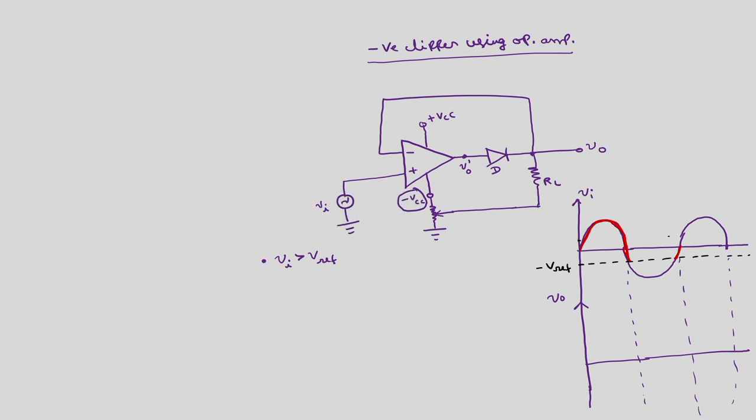So Vi is connected to the positive terminal. So this is more positive than the voltage which is applied to the negative terminal. The negative terminal has a negative voltage because V reference is negative. This is the V reference that we are going to apply, which is negative. So this is positive, or even a negative value which is greater than this negative V reference. So what will be this difference voltage? The difference voltage will be positive. As a result of that, V0 dash will be sufficiently positive.